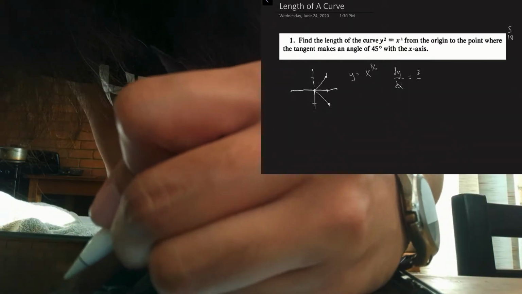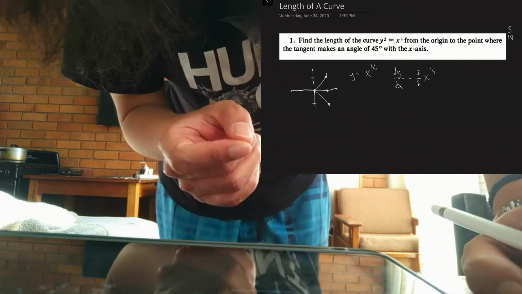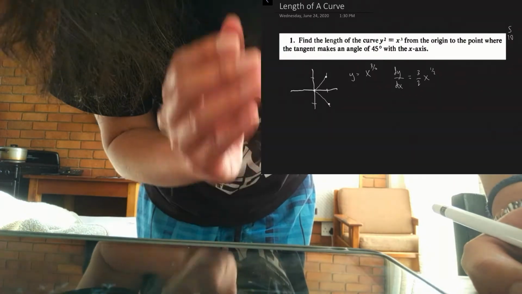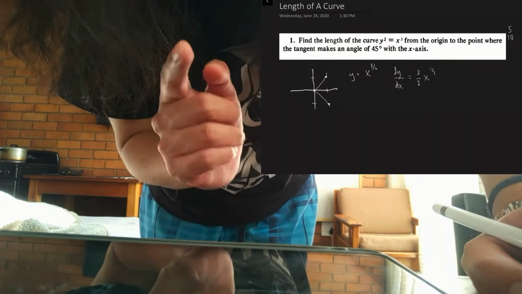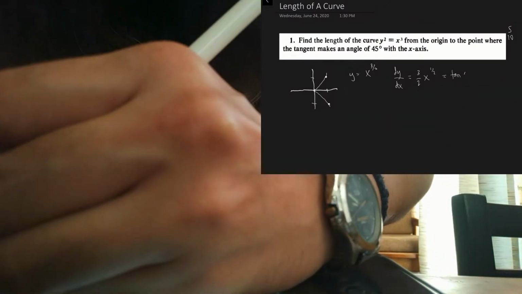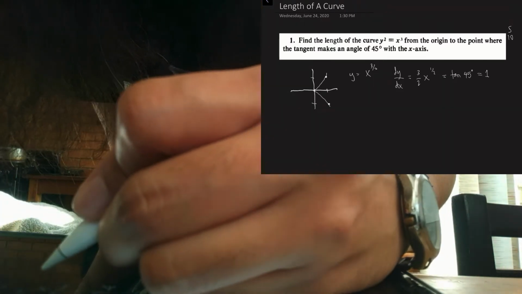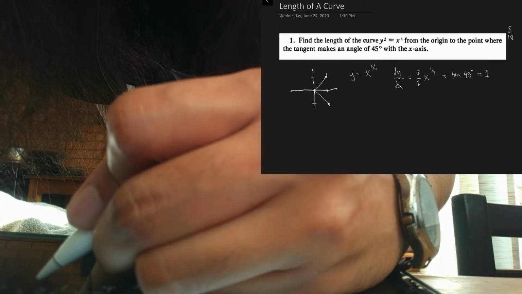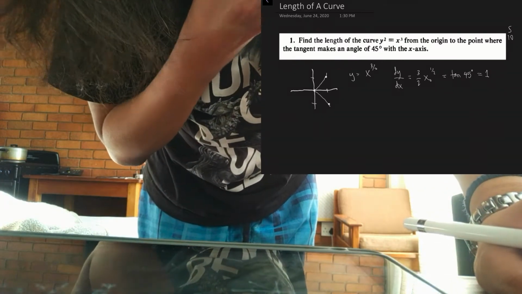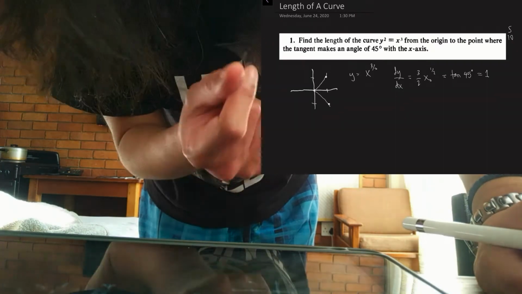So this derivative is equal to 3 halves x to the 1 half, and of course the slope of this particular line is also equal to the tangent of the angle it makes, the inclination with the x-axis. So in other words, this is equal to tan of the angle, in this case 45 degrees, which is just equal to 1. Let's call the point where the tangent line has a slope equal to the tangent of 45 degrees x naught.